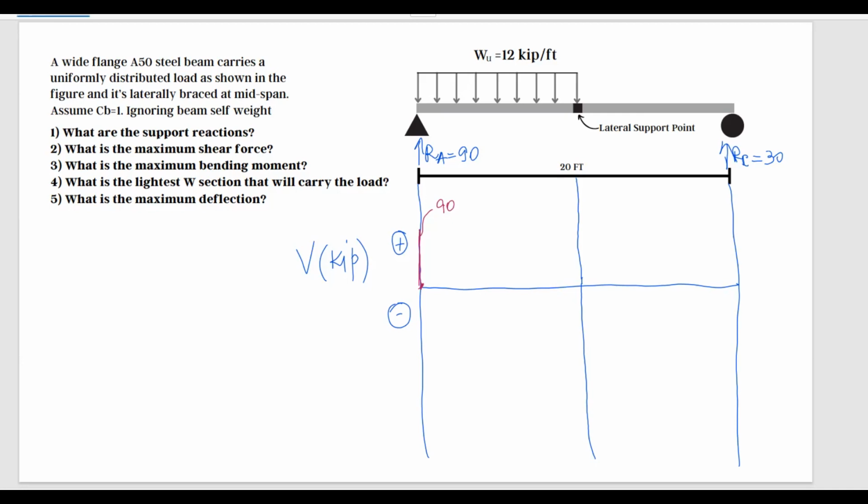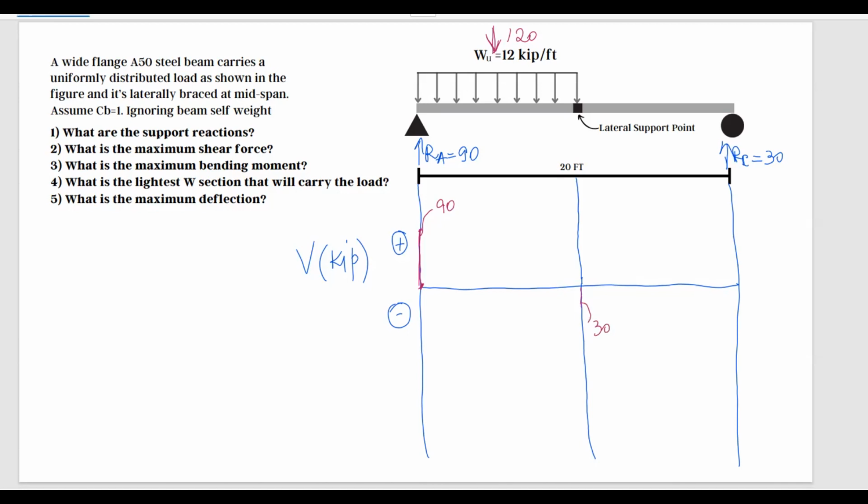Okay? So now the way we draw a shear diagram, we're going to read the beam and see what happens on this section of the beam. We have a uniform load going downwards, and the resultant force of this uniform load is 12 multiplied by 10, so it's 120. So from this point 90, we're going to go downwards 120, which means that starting at 90, I'm going to land below the line, and this value here is going to be 30.